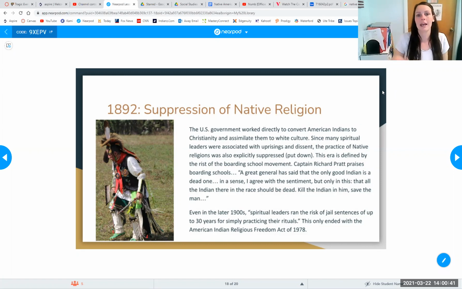Another big part of trying to get natives to assimilate to white culture is to get rid of their religion. It started pretty much in the 1890s, really before then, and it went to the 1970s, when finally it wasn't a crime for natives to practice their rituals. As I said at the bottom, spiritual leaders ran the risk of jail sentences of up to 30 years for simply practicing their rituals. So it wasn't until the 70s that was over.